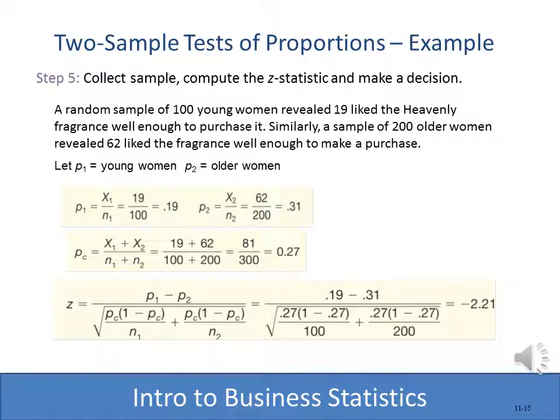All right, the next step is to actually compute the z statistic. So we did the sample and we found the proportions. For proportion 1, we found 19 of 100 preferred it. And on proportion 2, 62 over 200. So then we pool the proportions together, and you can see that the pooled proportion is 19 plus 62 divided by 100 plus 200. Again, we just take them all together. We end up with the pooled proportion of 0.27. We use that along with the individual proportions for sample 1 and sample 2. We end up then with a computed z of negative 2.21.